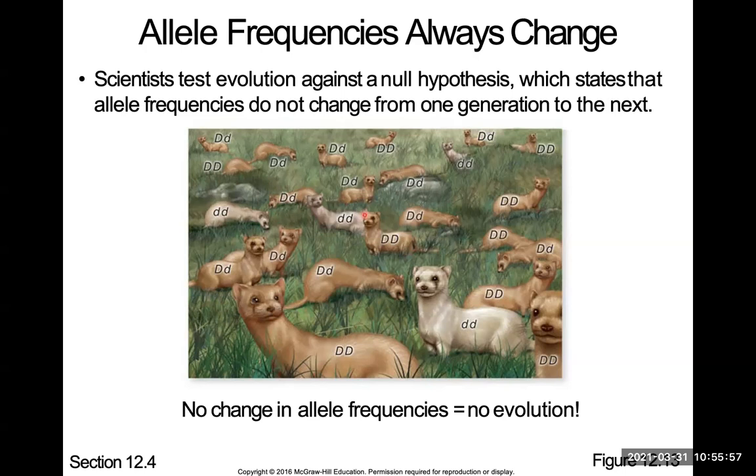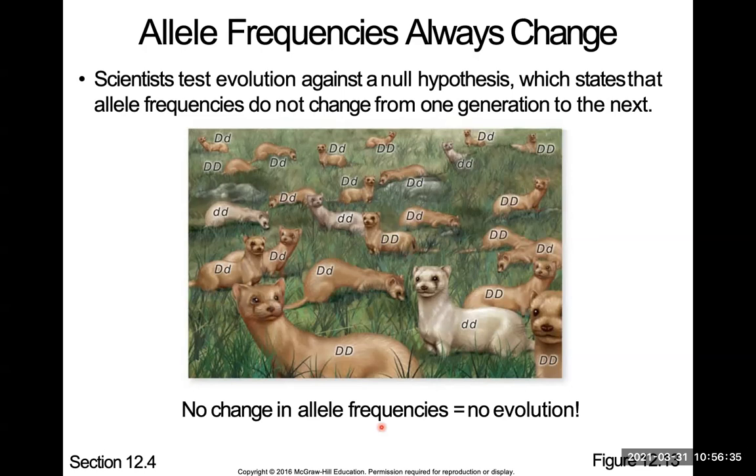So scientists test evolution against a null hypothesis. The null hypothesis is that allele frequencies do not change. So for example, there is 25% big D, big D, 50% big D, little d, 25% little d, little d. And you watch this population for 10 generations and nothing has changed. They're still at 25, 50, and 25%. That means there's no evolution, no change in allele frequencies. That means that population is not evolving, it's stable.